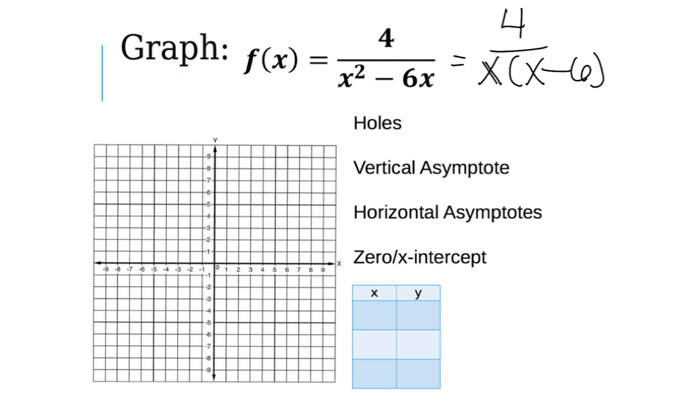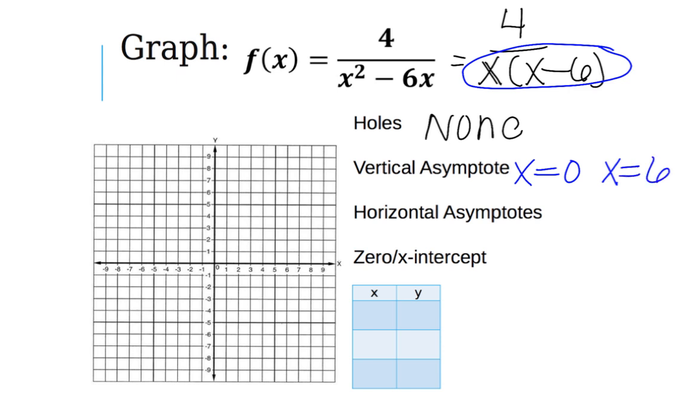So that's as low as we can go. So first thing we always look for is, does anything cancel? And nothing in this function cancels. So that means we have no holes. So next we're going to look for any vertical asymptotes. So vertical asymptotes, remember, we look at our denominator and we set those equal to 0. So we have an asymptote at x equals 0 and at x equals 6. We'll have 2 on this graph.